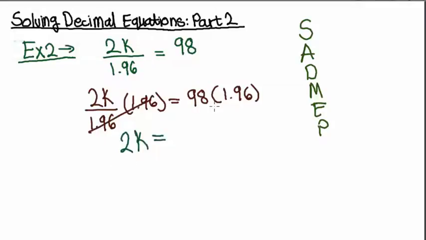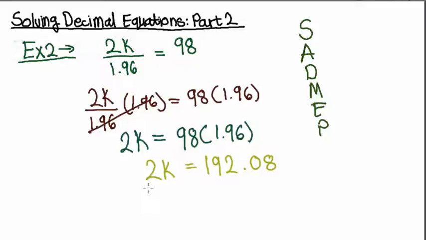And then on the right hand side, I still have 98 times 1.96. Now I leave it up to you to verify this, but 98 times 1.96 will give me 192.08 on the right hand side of this equation.